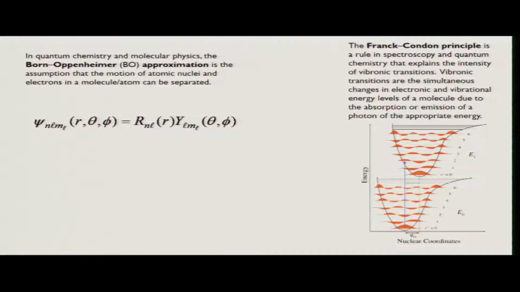The Franck-Condon principle, on the other hand, is the transition condition for any spectroscopic rule, and both were discussed in this particular lecture. This is a rule in spectroscopy and quantum chemistry that explains the intensity of vibronic transitions. Vibronic transitions simultaneously change the electronic and vibrational energy levels of a molecule due to the absorption or emission of a photon, or the absorption of energy, and therein it can only occur through a vertical transition.